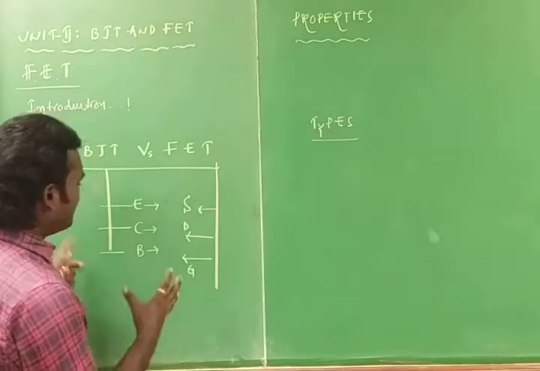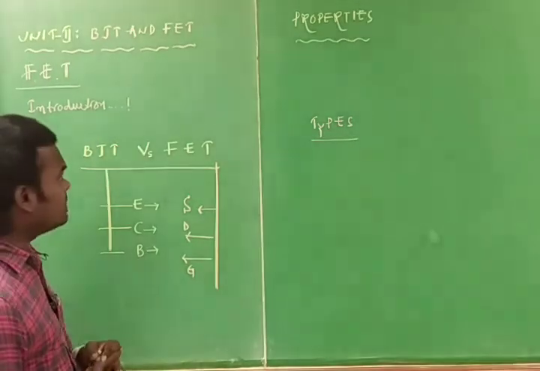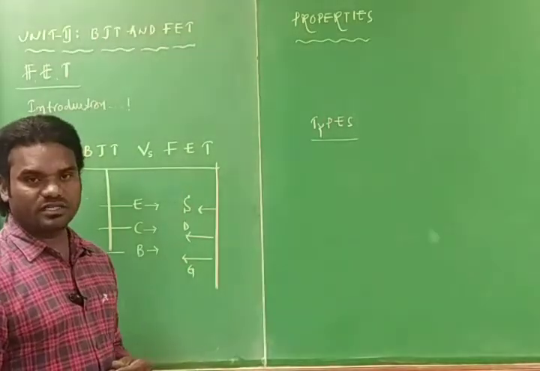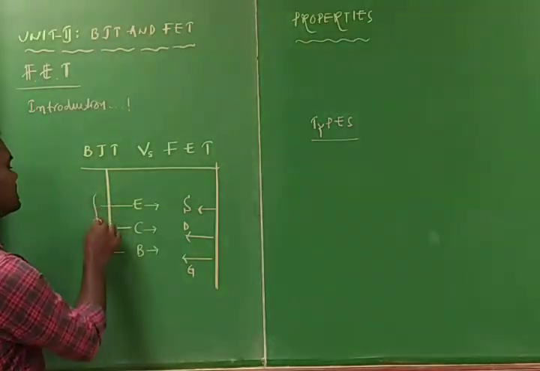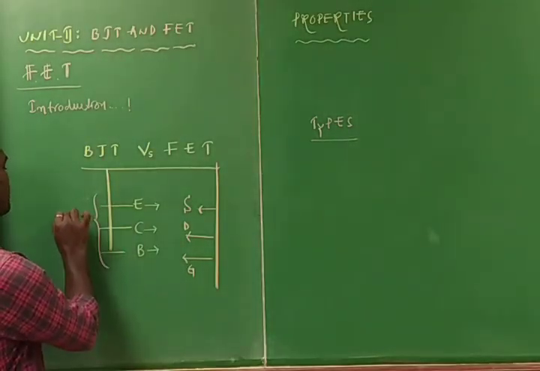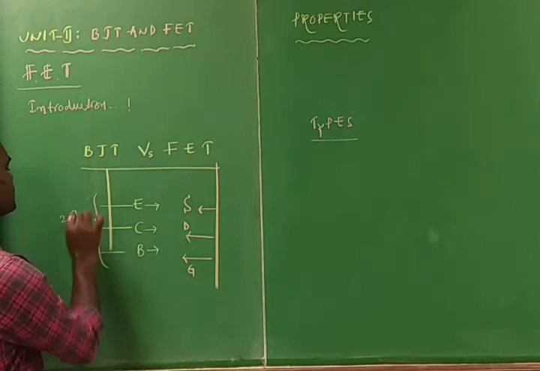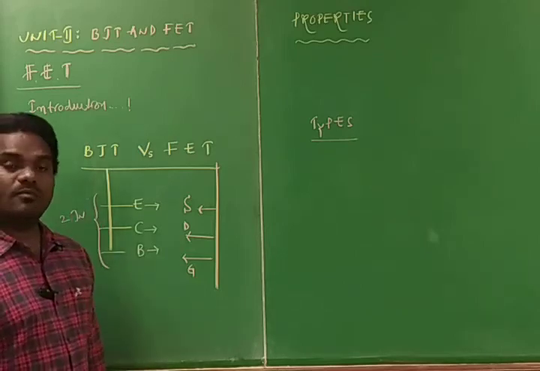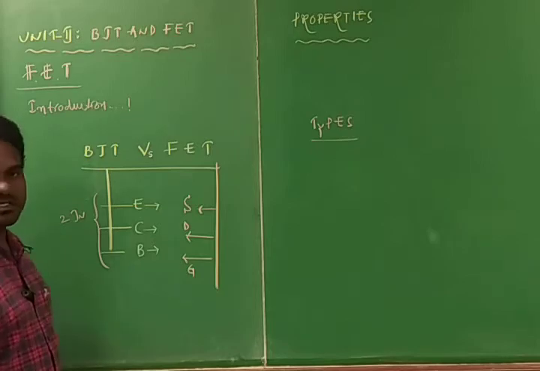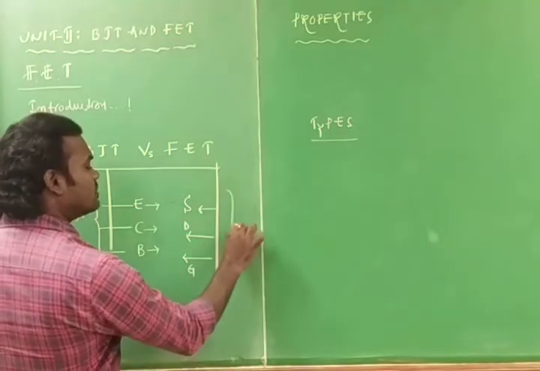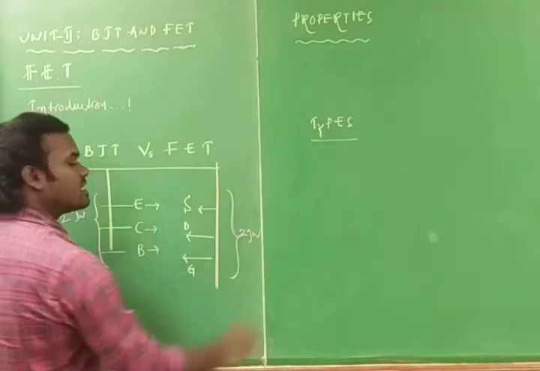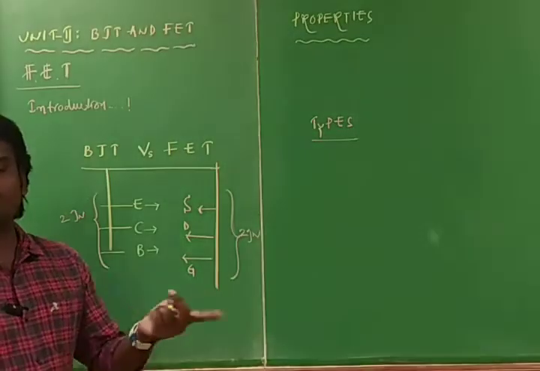Based on this, we can go into some properties of the FET. The BJT has two junctions, so it is named a bipolar junction transistor. Here also there can be two junctions, but these two junctions are not connected to each other.